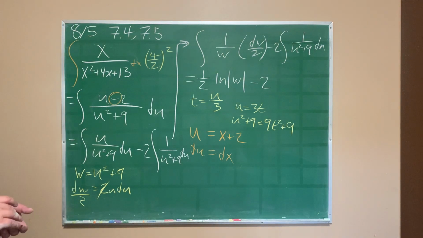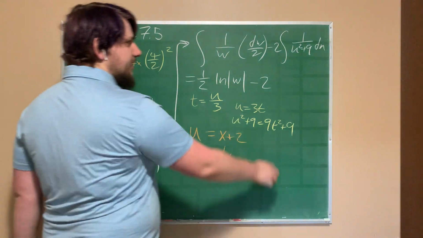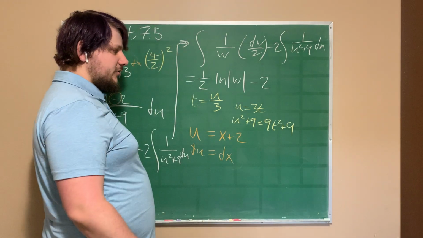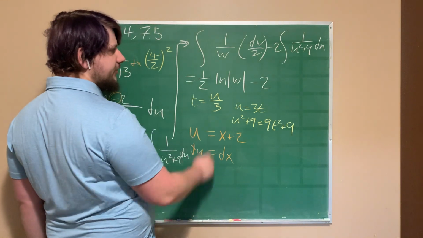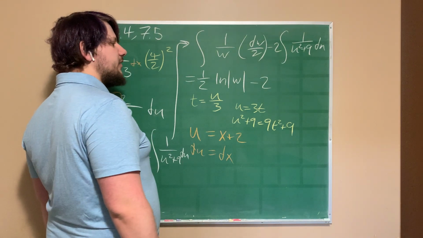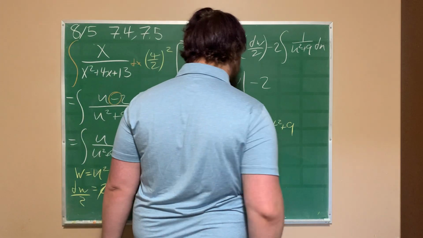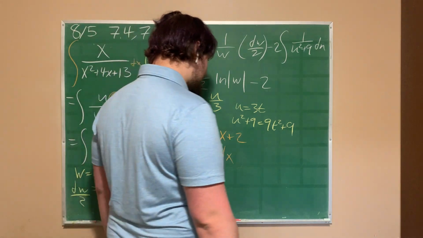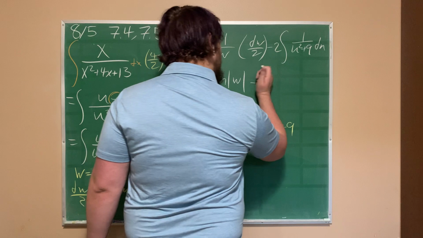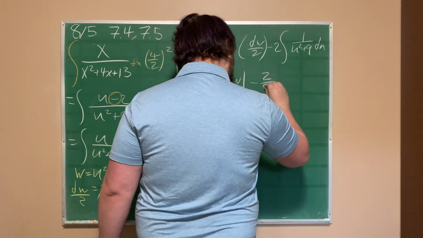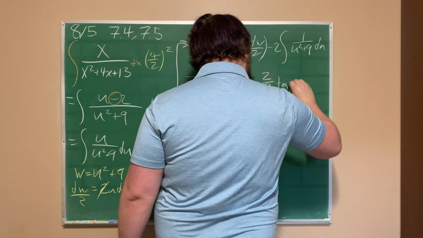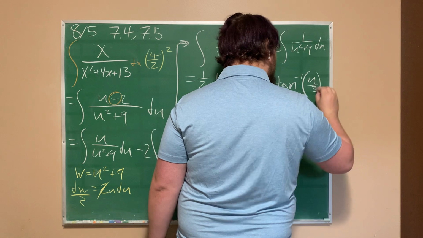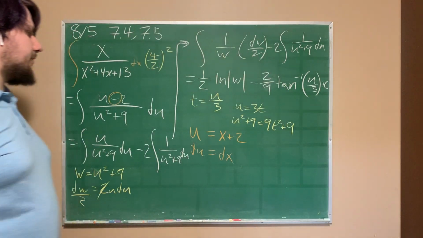That's the idea there. But if you don't go through this process, you can see probably, I hope, that this 1/9 is getting factored out here, and we get a 1/3 factor here going on. So this is going to be minus 2 times the inverse tangent or the arctangent, whichever you like, over 9, so 2 over 9, arctangent or inverse tangent of t or u over 3. And then we have plus our constant of integration here.